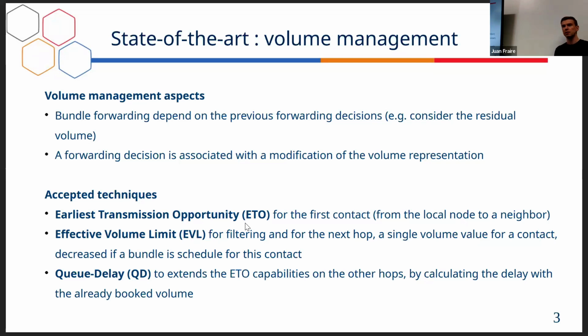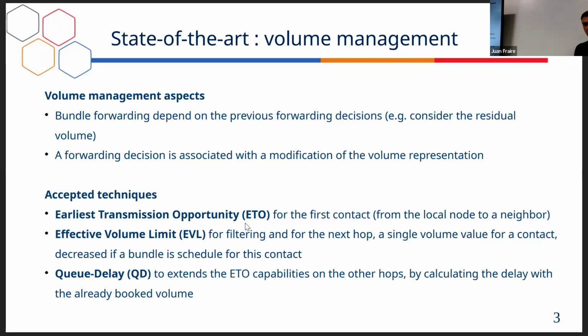So the currently accepted techniques, by accepted I mean part of the standard or integrated into ION, are ETO. ETO is just, we have a transmission queue with the next bundles that need to be transmitted to a direct neighbor. Then we want to forward another bundle, where we have to wait for the bundles in the queue to be transmitted before being able to transmit the next ones. And this will calculate an earliest transmission opportunity for the first byte of this next bundle.